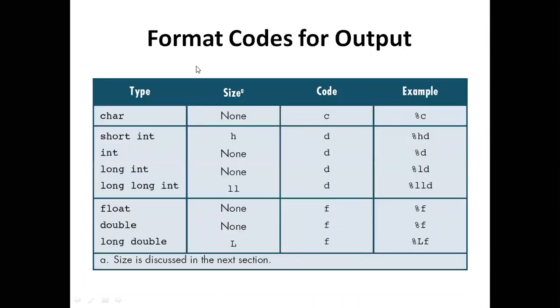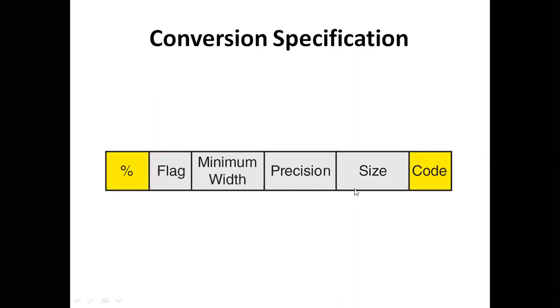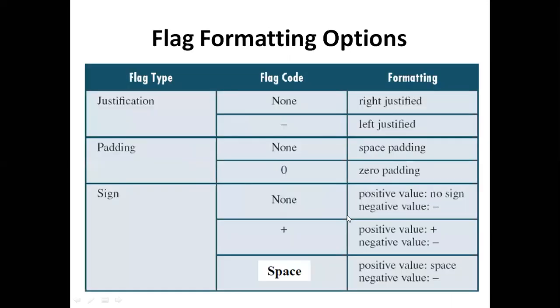How we are going to display the output stream, how we display it by using flag types, what codes are involved, and what the conversion specifier is. How do we indicate the conversion specifier programmatically? Inside that conversion specifier, what do we call the flag, minimum width, precision, size, and code? These are the things we are going to see practically now.